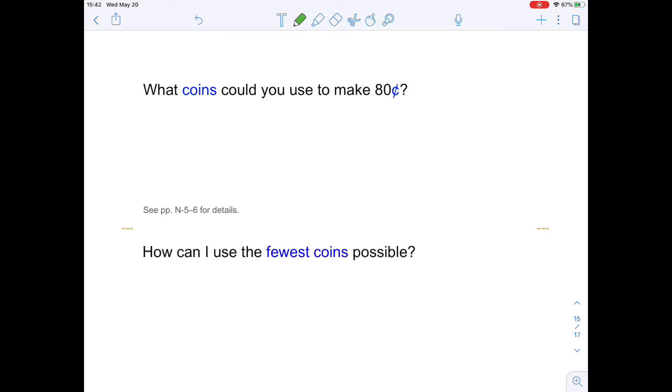What coins could you use to make 80 cents? Well, you can have 80 pennies. You could have, let's see, nickels. 80 divided by 5. Well, 80 divided by 10 is 8. So I need twice as many nickels. So we would have to have 16 nickels. Okay, we could have a combination. We could say have 70 pennies. And then we need 10 more cents, so that's 2 nickels.